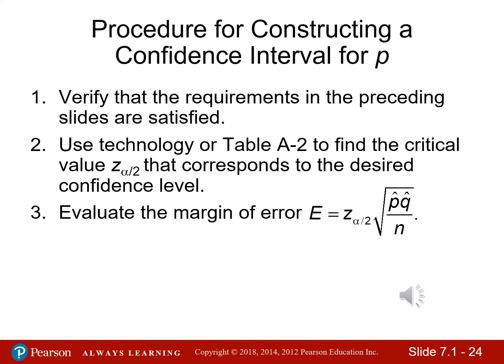Now let's review the steps for constructing a confidence interval for P. First, we verify that the requirements in the preceding slides are all satisfied. Second, we use technology or table A2 to find the critical value z to the alpha over 2 that corresponds to the desired confidence level. And third, we evaluate the margin of error such that the margin of error equals the critical value multiplied by the sample standard deviation.